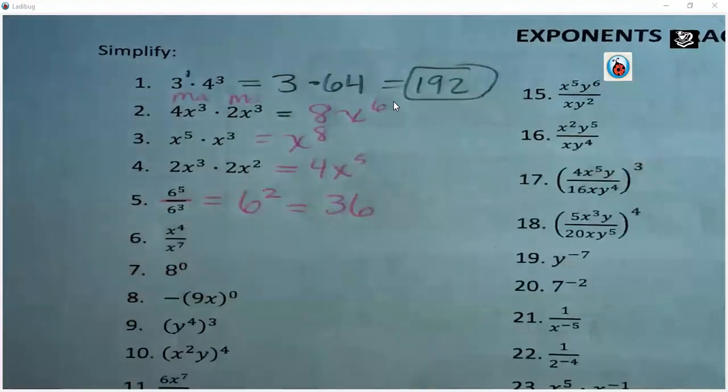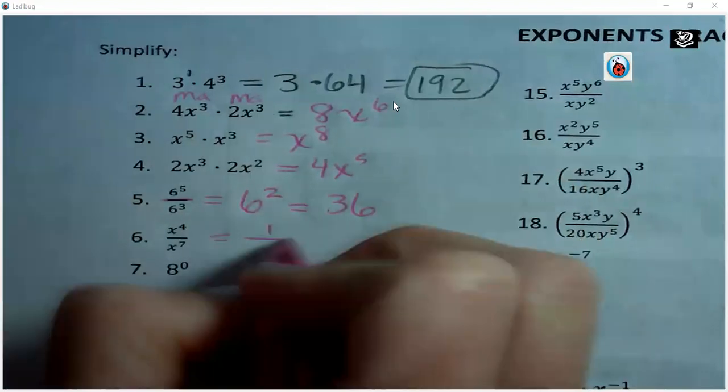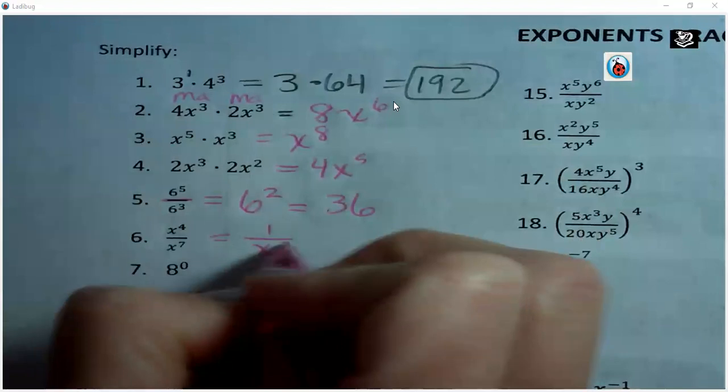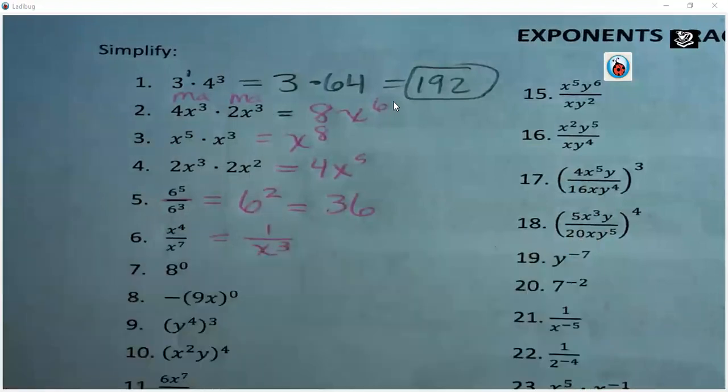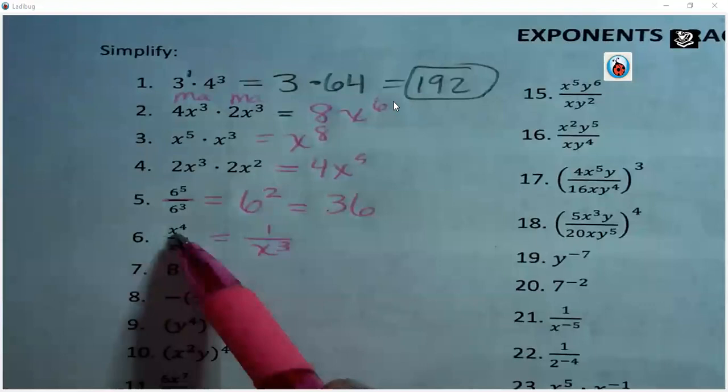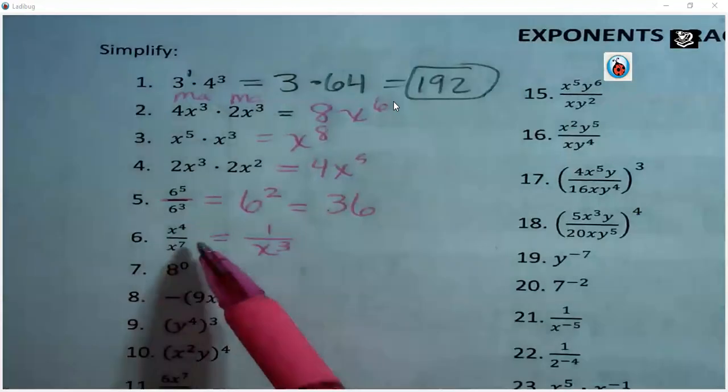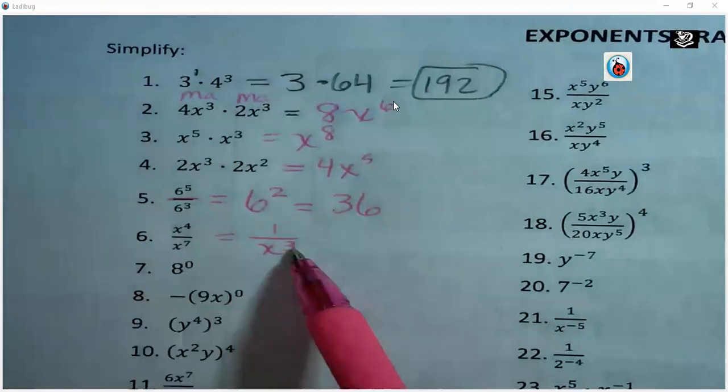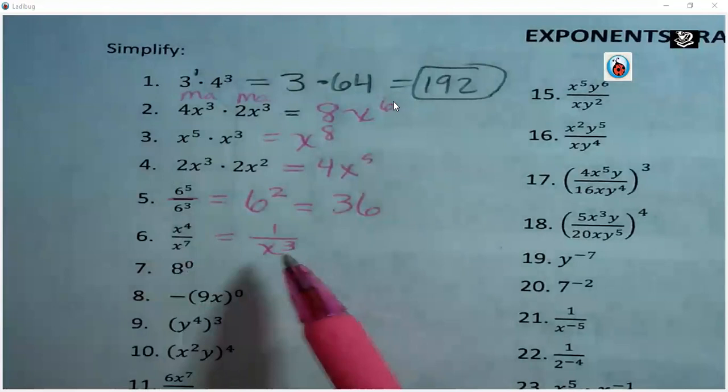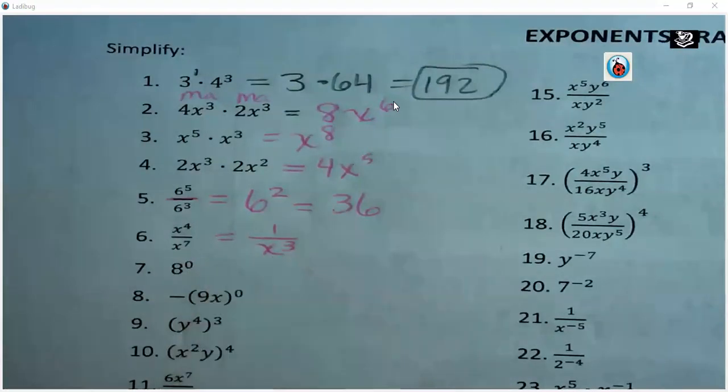Okay. All right, Peyton, try number 6. This one's a little tricky, but give it a try. Would it be 1 over x to the, or x cubed? Very good. Perfect. So when you are dividing, you subtract your exponents. 4 minus 7 is -3. So she knew it had to move to the denominator. Great job, Peyton. Okay. Tyler, what about number 7?